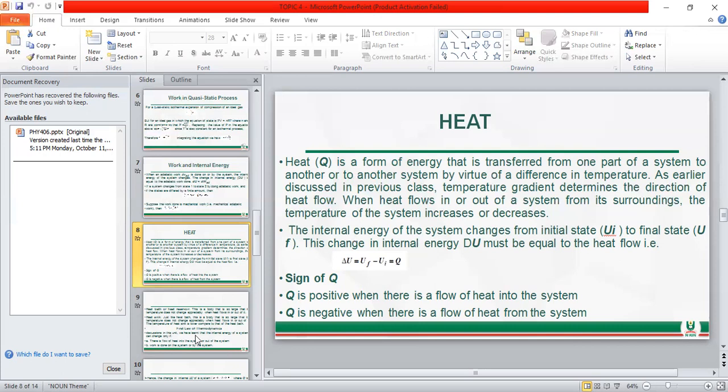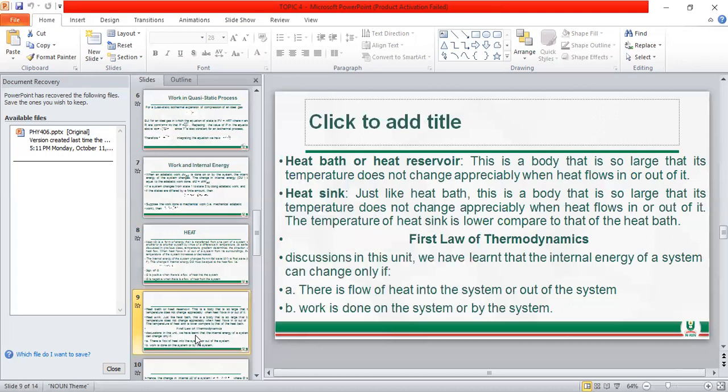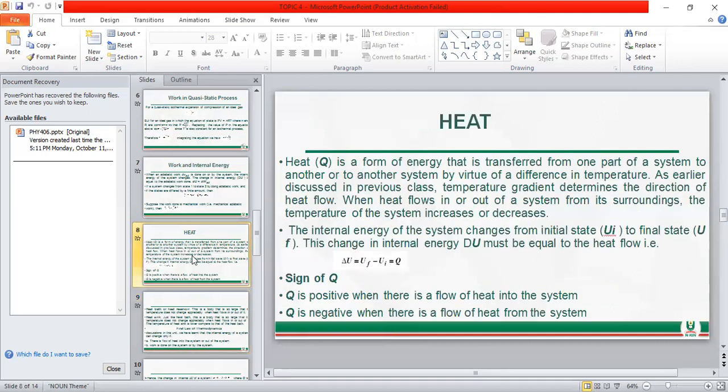I have less than 10 minutes. Hello, what are you trying to say? You can unmute. Okay, sir. I am not fully clear about that very point. You said if there is a heat transfer from a system to the surroundings, that is negative.